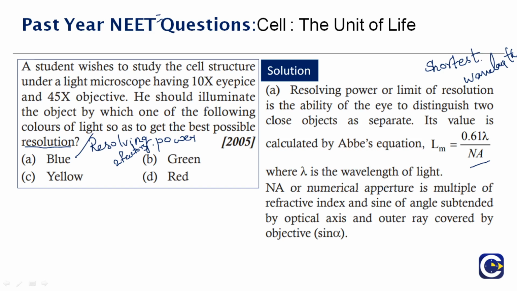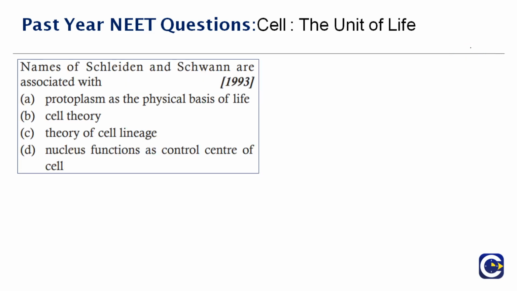Among yellow, green, red and blue light, blue has about 500 nanometers, which is shorter when compared to the other colors. Blue has the shortest wavelength, and therefore it will give you the best resolution. Therefore, for that student to view whatever is to be viewed, the correct answer is option A, blue. Now you understand why it is important to use a shorter wavelength to have high resolving power. Blue has only 500 nanometers. Now let's move to the next question here. This question was asked in the year 1993.